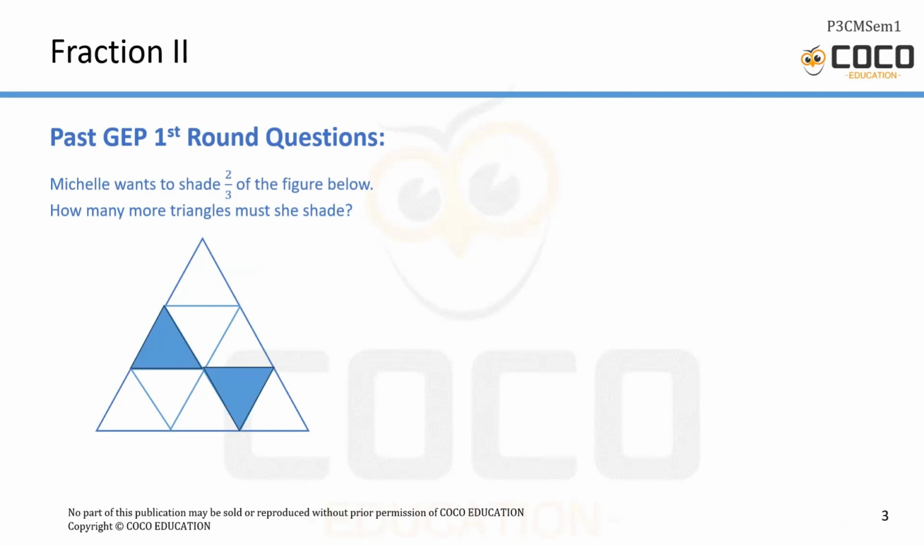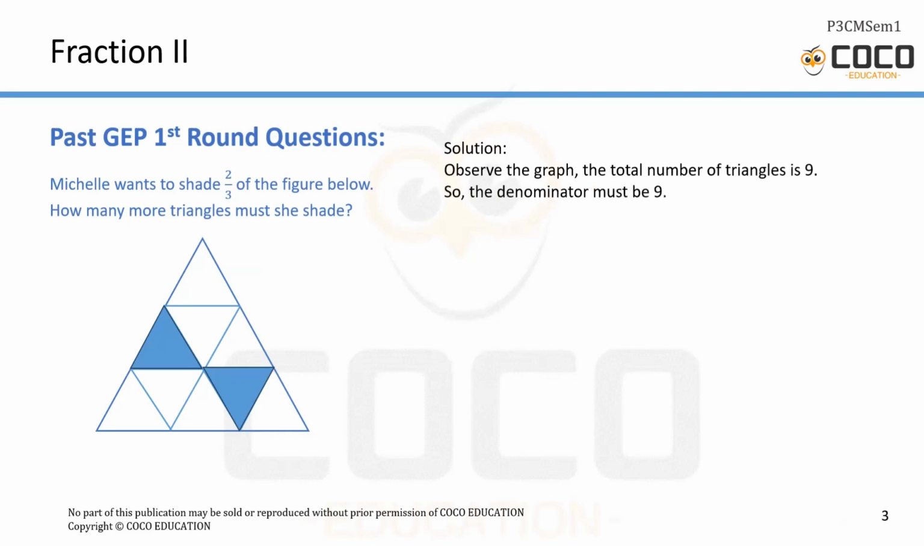Okay, let's see the correct answer. The question said, Michelle wants to shade 2 over 3 of the figure below. Again, they give you a fraction, and this fraction is already the simplest form. Alright, so the question is asking how many more triangles must she shade. So the first thing is, I must count the total, and make my denominator the total number of triangles, right? So to count easily, the total number we can find is 9. So the denominator becomes 9.